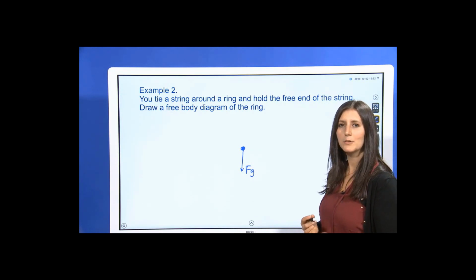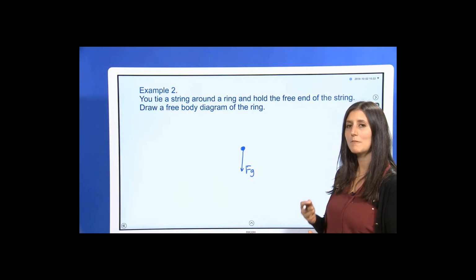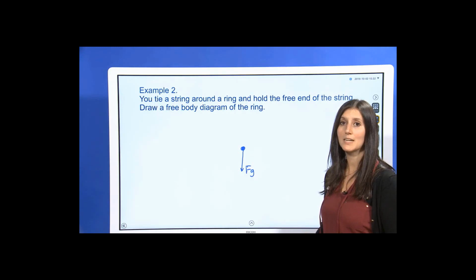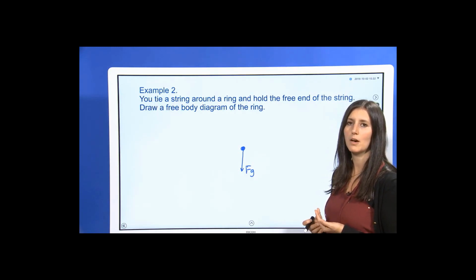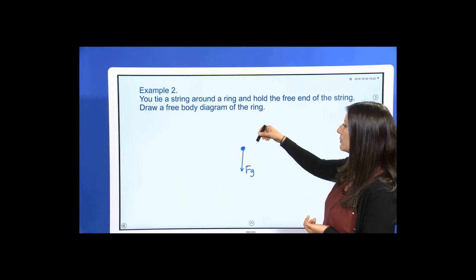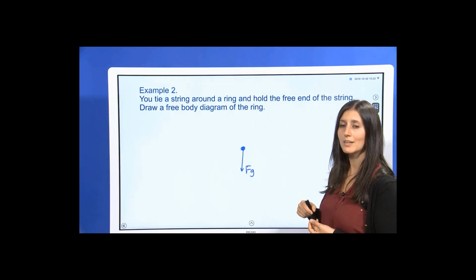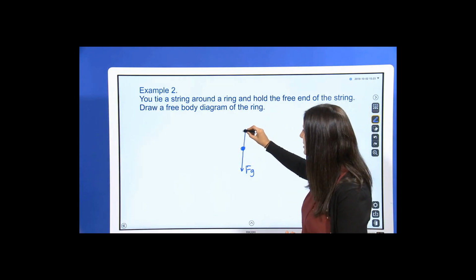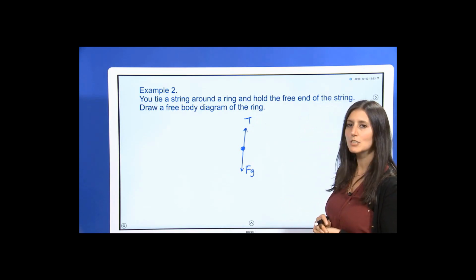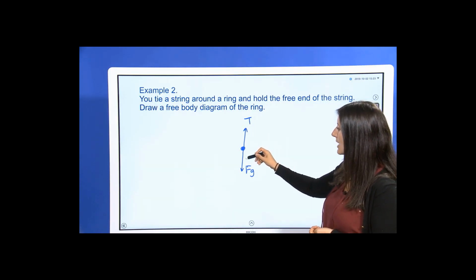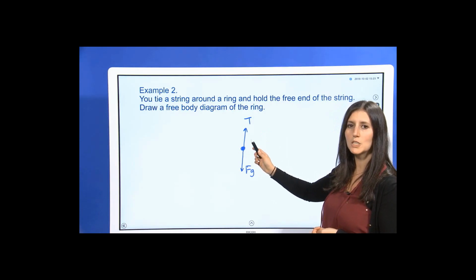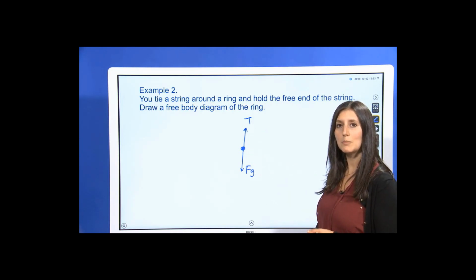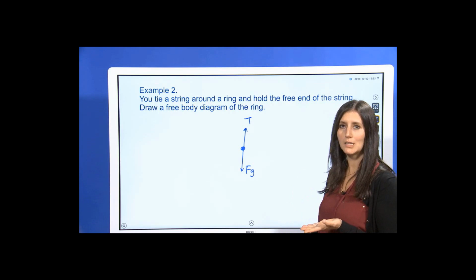And now, if that was the only force acting on the ring, it would be falling down. So there must be another force that's keeping it from falling. It's being pulled up by a string, so there's a force of tension. So I'm going to call that T for tension. That's my tension force. It's equal in magnitude to the force of gravity, but it's going in the opposite direction, keeping the ring from falling down.